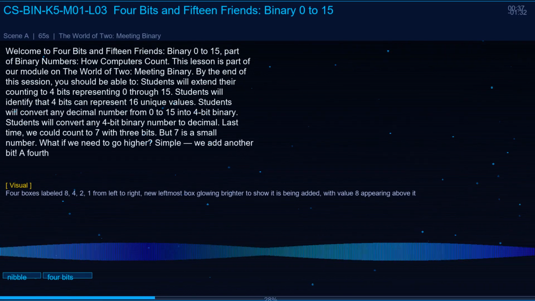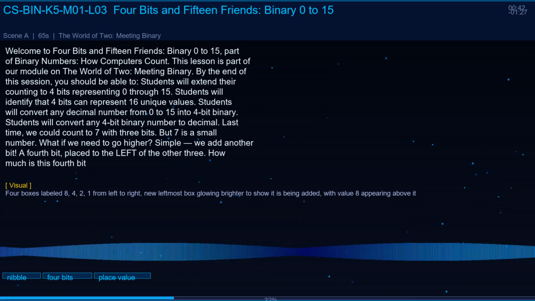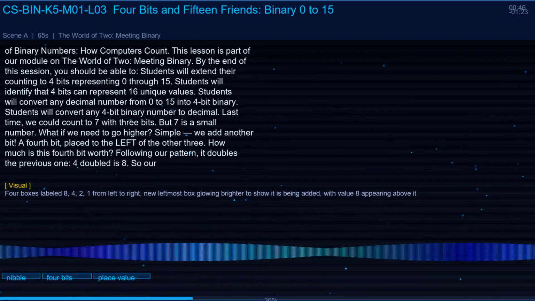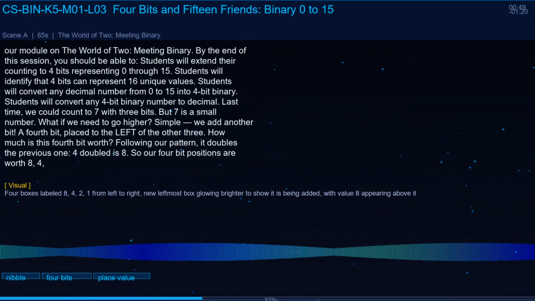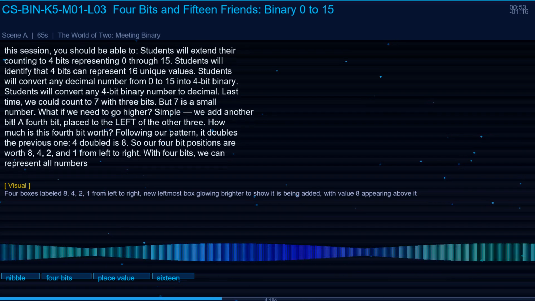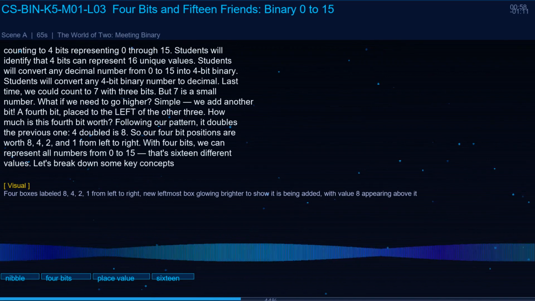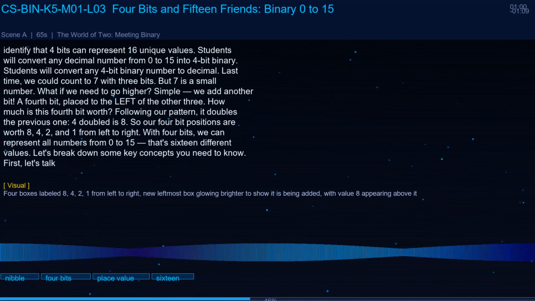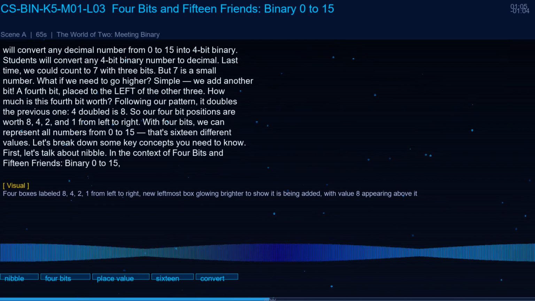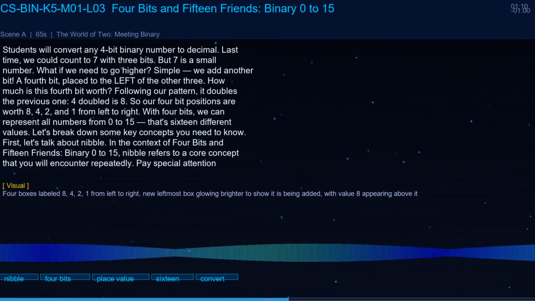Last time, we could count to 7 with 3 bits. But 7 is a small number. What if we need to go higher? Simple, we add another bit. A 4th bit, placed to the left of the other 3. How much is this 4th bit worth? Following our pattern, it doubles the previous one, 4 doubled is 8. So our 4-bit positions are worth 8, 4, 2, and 1 from left to right. With 4 bits, we can represent all numbers from 0 to 15, that's 16 different values.